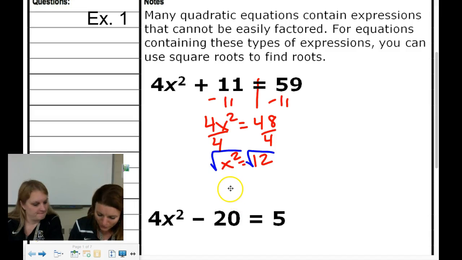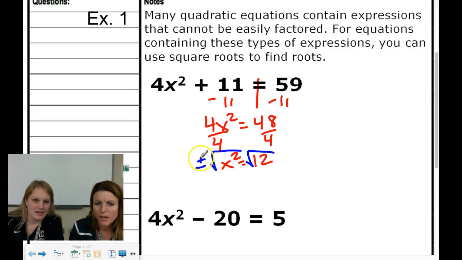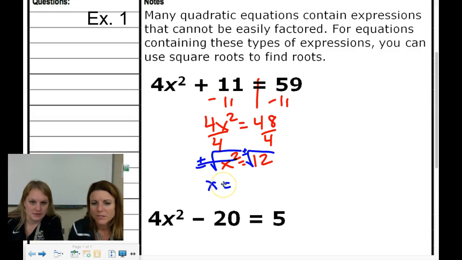And now, whenever you take the square root of a square, you get two answers, a plus or minus. Positive and a negative. And the plus or minus doesn't go there, though, so let's erase. It'll go here. I usually do it here and here. And then they just go away. So we're left with x equals plus or minus the square root of 12.